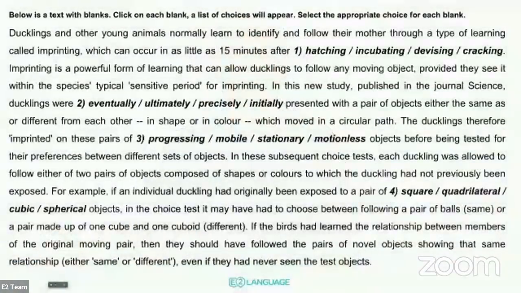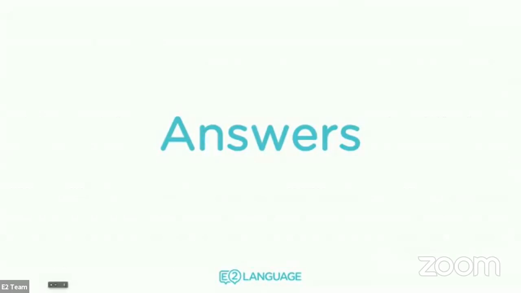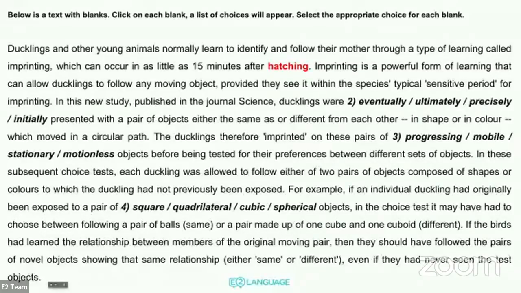So you probably don't want to spend that long on test A, but nevertheless, let's go through the answers. This was a long text. Let's have a look here. So first of all, ducklings hatch. So the word hatch there is the correct word. Ducklings hatch. They don't crack. They don't, whatever the other ones were.